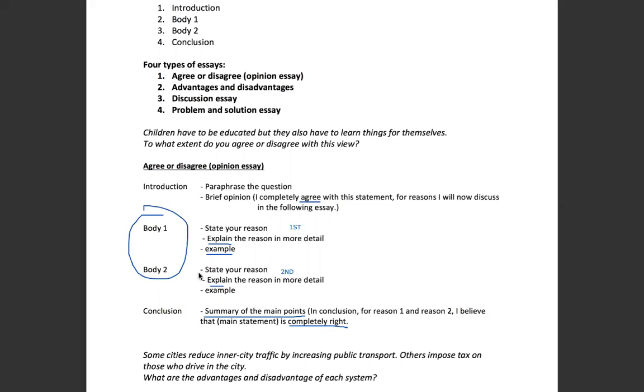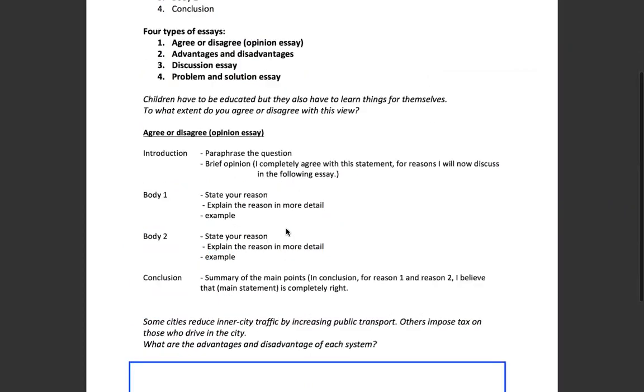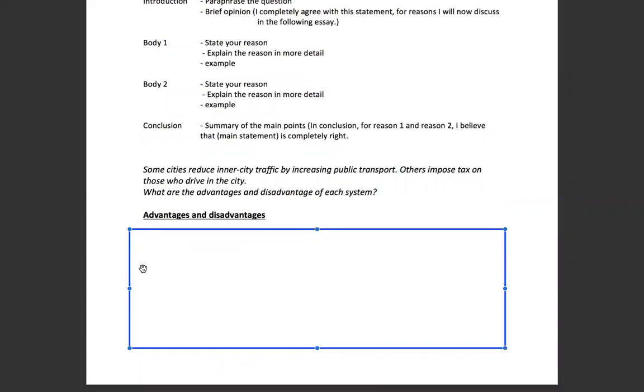Okay, so conclusions for all of these types of essays are the same thing. We summarize our main points from these 2 body paragraphs. All right, let's have a look at another structure. So now we have an advantages, disadvantages essay. So let's have a look at the question.